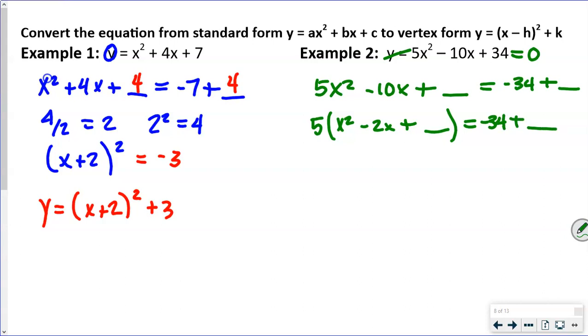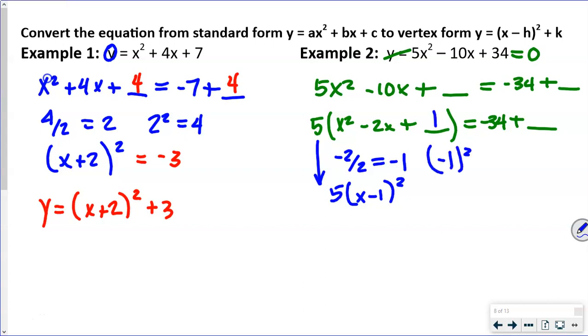Okay, so here's the key. We're going to do our process pretty much the same way we have. Negative 2 divided by 2, that's our negative 1. So it's going to be x minus 1 squared, only we're going to bring down our 5 right here, right? So now watch. We're putting our negative 1 squared here. So that's just 1, right? But when we move this over to the right, we have got to multiply this 5 times that 1. So it's going to be 5 times 1 over here, okay? So that's going to be negative 34 plus 5, right?